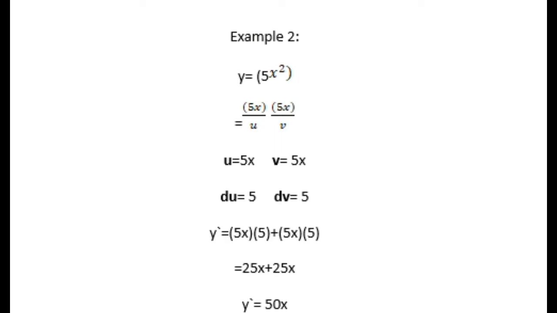First, we will factor out 5x squared, so 5x times 5x. Then use the formula of the product rule, which is u dv plus v du.